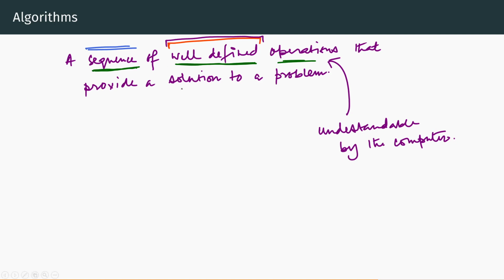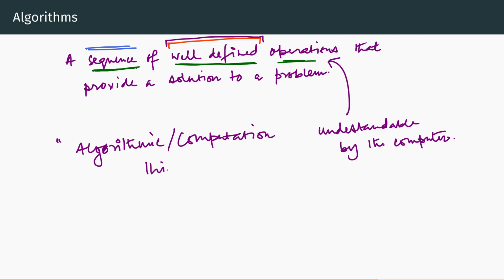And indeed, we will learn in this course the concept of algorithmic thinking, the concept of algorithmic or computational thinking, which is how to think like a computer would think, or how to think in terms of operations that the computer can perform, okay.